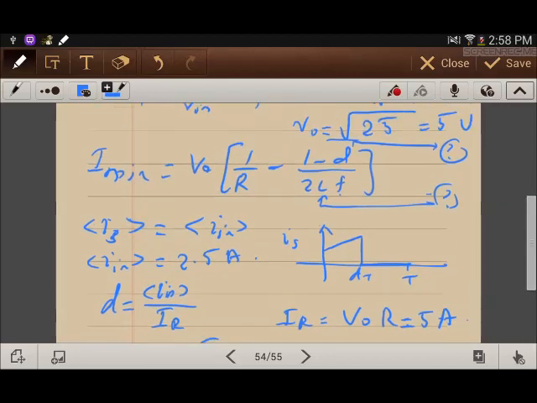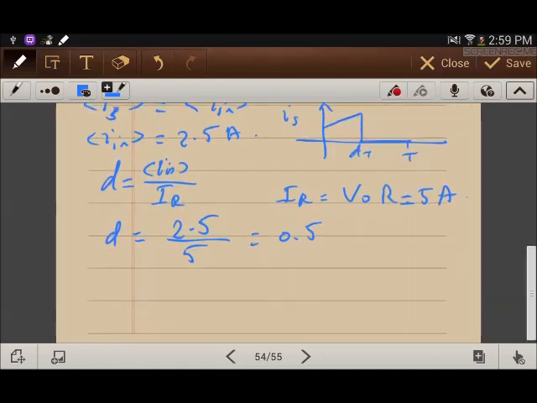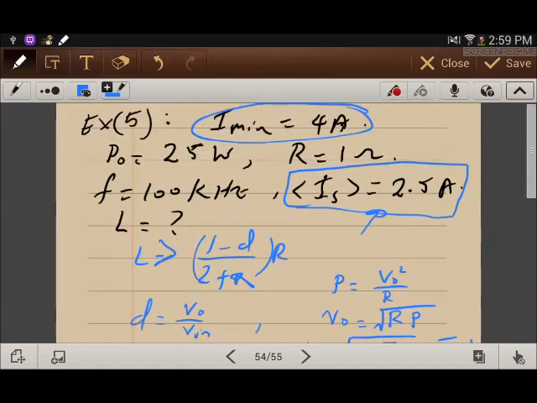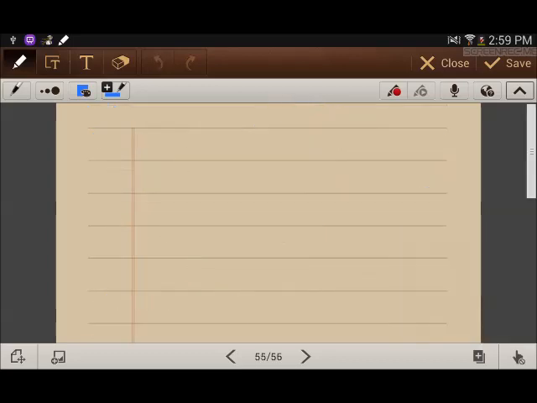Now I will substitute this in this equation, since now I have only one unknown, which is L. I will use this equation. So I min is 4, equal to V out, which is 5, multiplied by (1 over 1 minus (1 minus 0.5) divided by 2L multiplied by 100 multiplied by 10 to the power 3). So now, after manipulating this equation, I will get L equal to 12.5 microhenry.